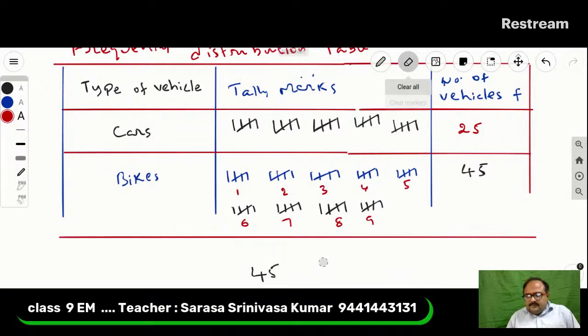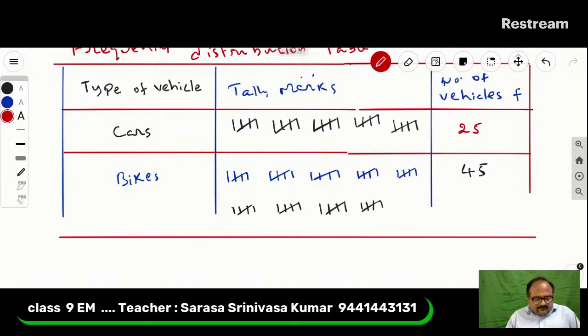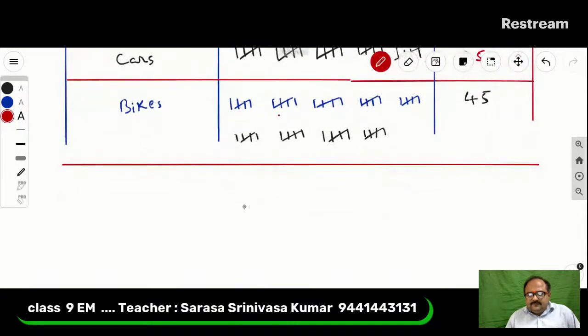Now we should write the frequency of autos. What is the frequency of autos? 30. The frequency of autos is 30. So we should now write the frequency for autos.